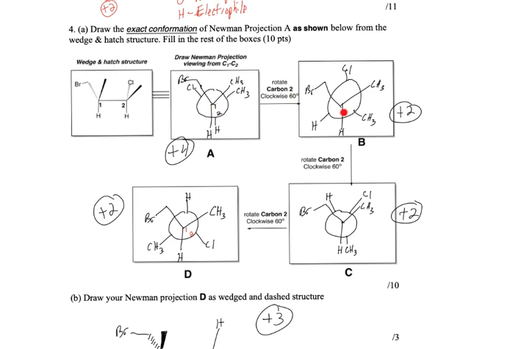So nothing changes with carbon 1. It should just stay the same the whole time. Rotate 60 degrees. Chlorine goes here, methyl goes here, H goes here. So we go from eclipsed to staggered. Right? Nothing changed with carbon 1.